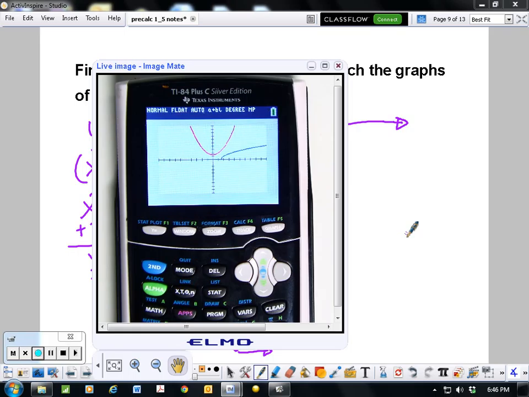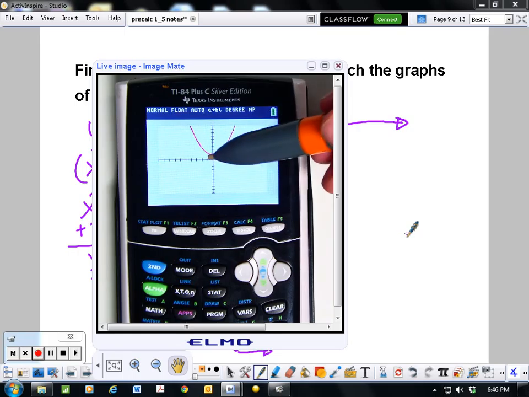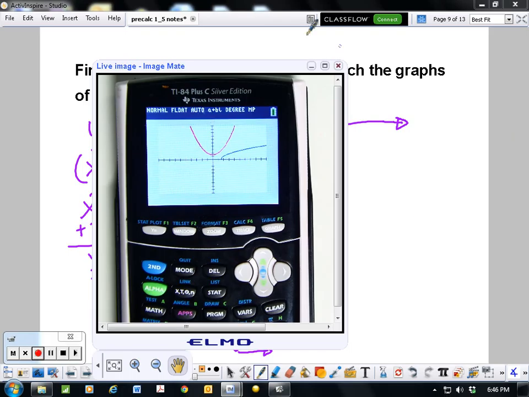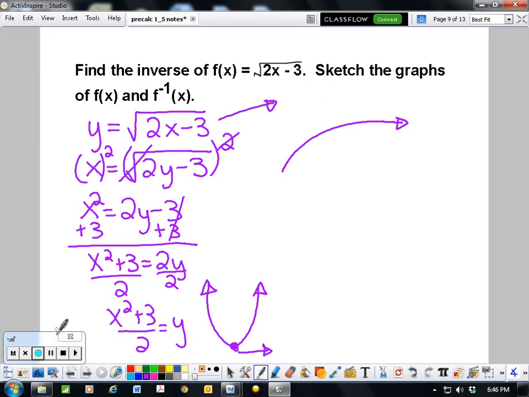But notice that it's not a true reflection because we really shouldn't have this bit right here. We've got to look at how that vertex is right here, and we're cutting it off just like this. The graph is cut off here. So our domain should be x is greater than or equal to 0. And so when we're looking at the square roots versus the squares, we have to be cognizant of this restricted domain.